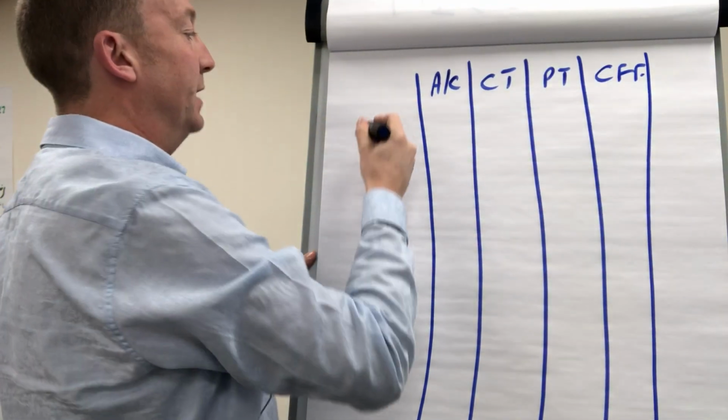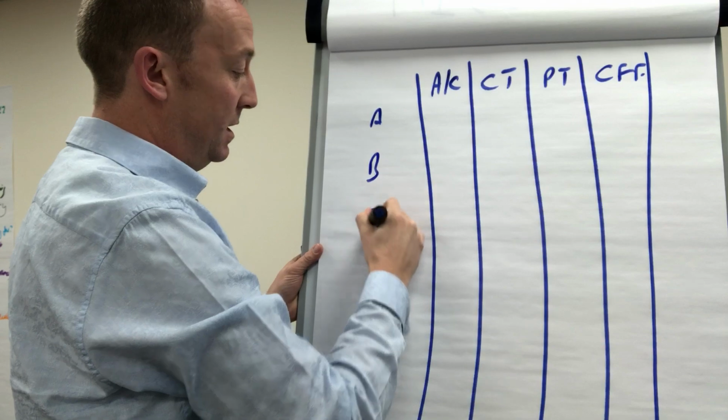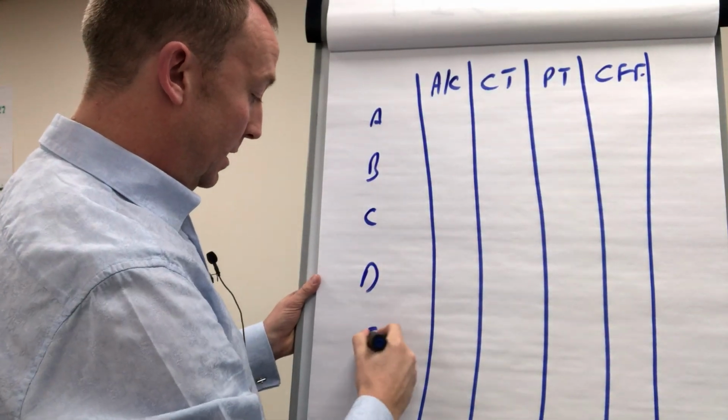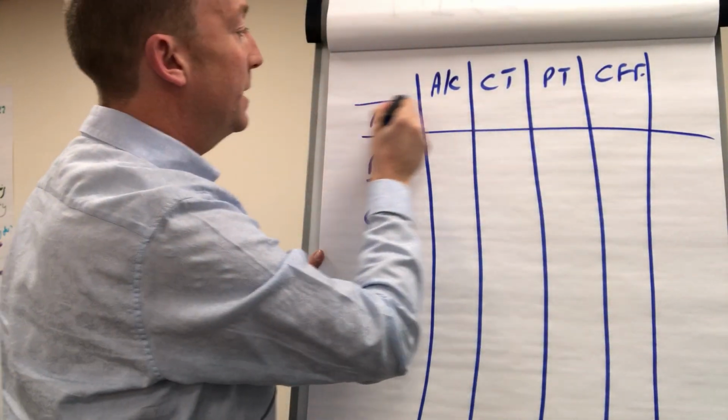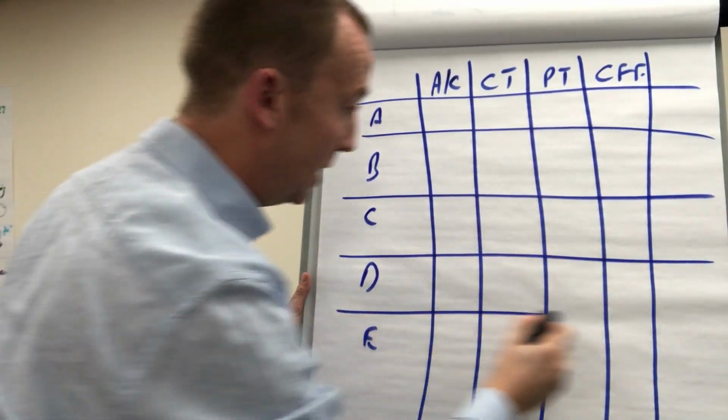And then down the right hand side you list your client names. So we'll just say A, B, C, D, E for argument's sake. Then draw your lines across.